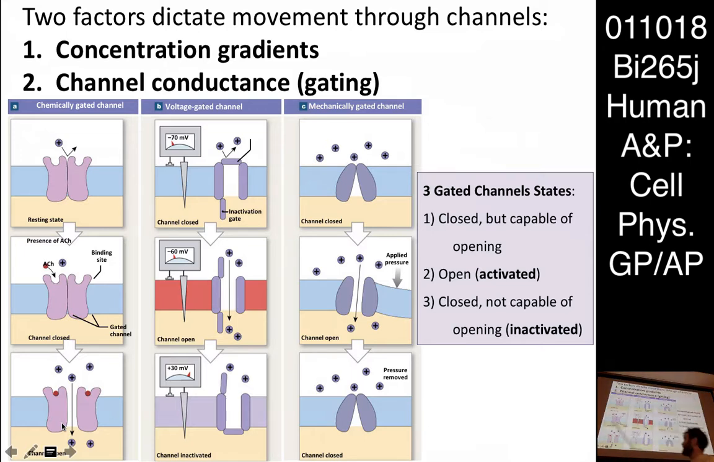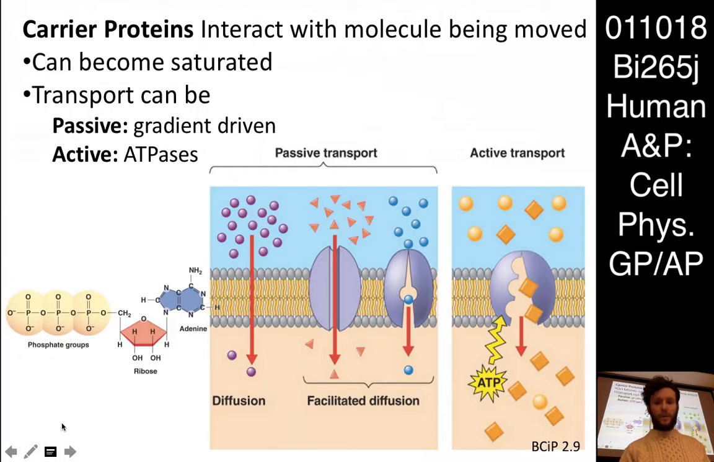So these channels can have different states. They can be closed but able to open. They can be open and activated, or they can be closed and deactivated. These are possible states for channels. I'm just giving you the range, the diversity of channels that are out there.